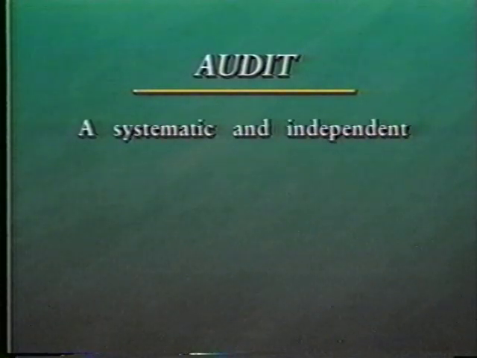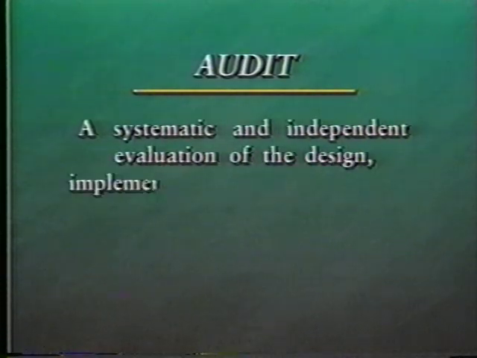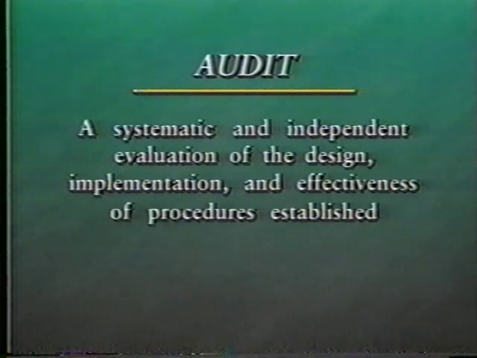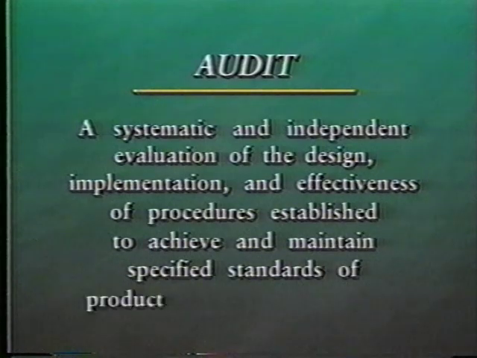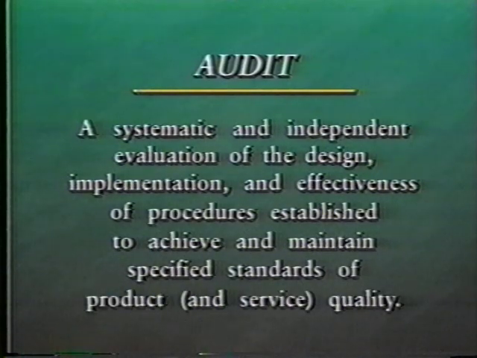An audit can be described as a systematic and independent evaluation of the design, implementation, and effectiveness of procedures established to achieve and maintain specified standards of product quality. As you will see, one of the objectives of an audit program is to identify areas in need of improvement and to develop appropriate corrective actions that support continuous improvements to your systems. Let's take a look at two types of audits.